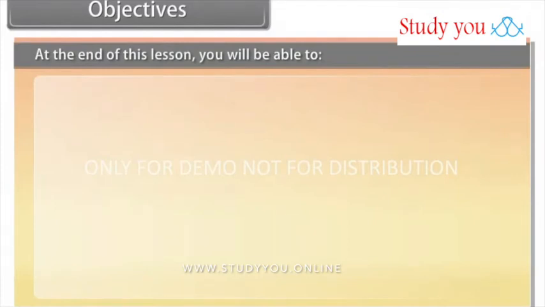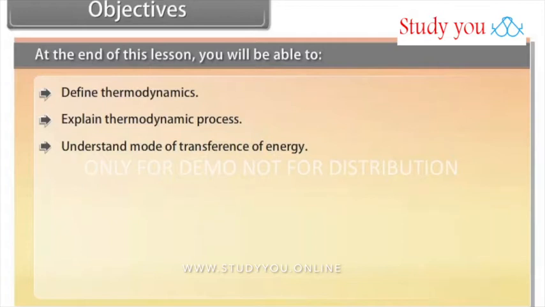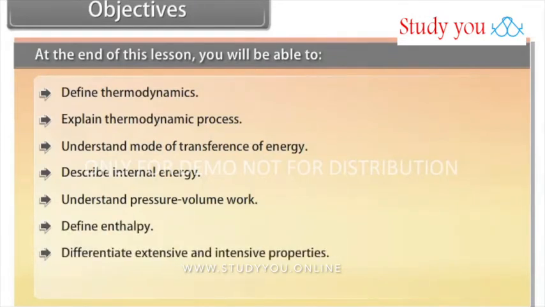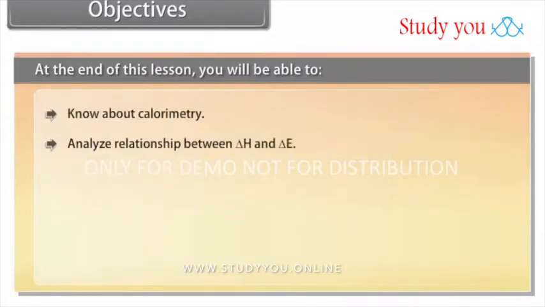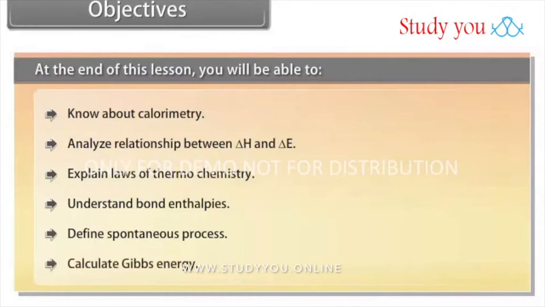Objectives. At the end of this lesson, you'll be able to define thermodynamics, explain thermodynamic process, understand modes of transference of energy, describe internal energy, understand pressure-volume work, define enthalpy, differentiate extensive and intensive properties, calculate heat capacity, know about calorimetry, analyze the relationship between delta H and delta E, explain laws of thermochemistry, understand bond enthalpies, define spontaneous process, and calculate Gibbs energy.